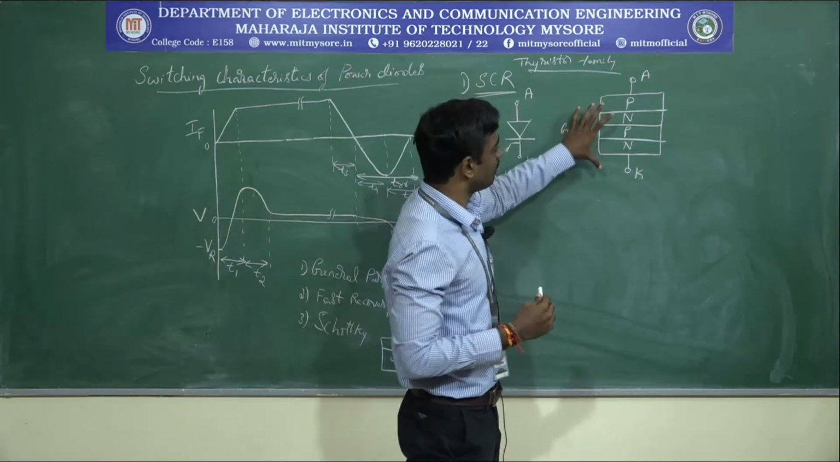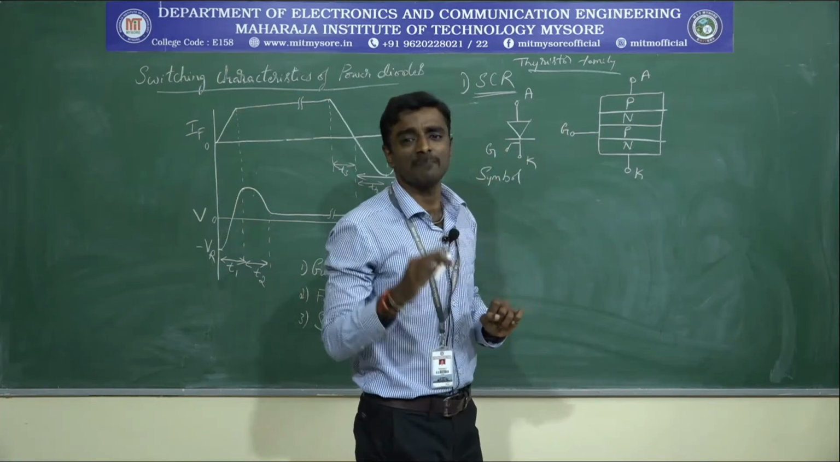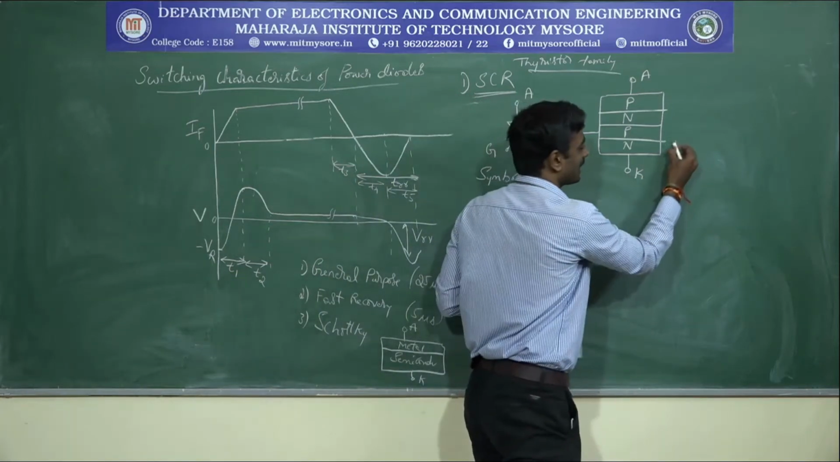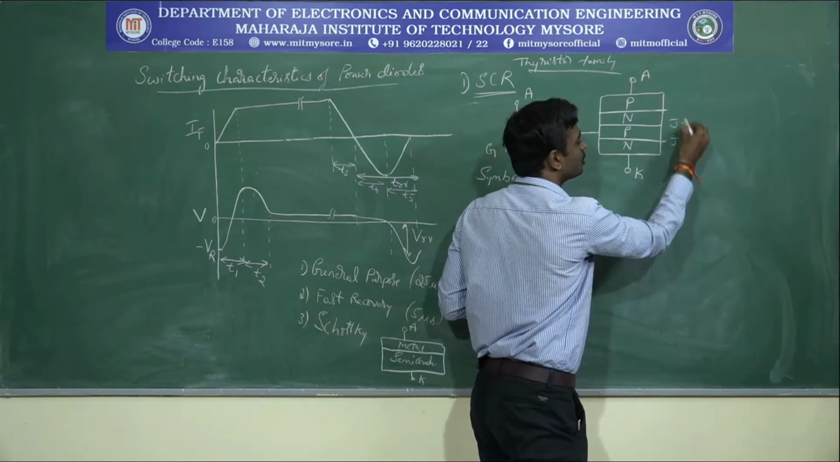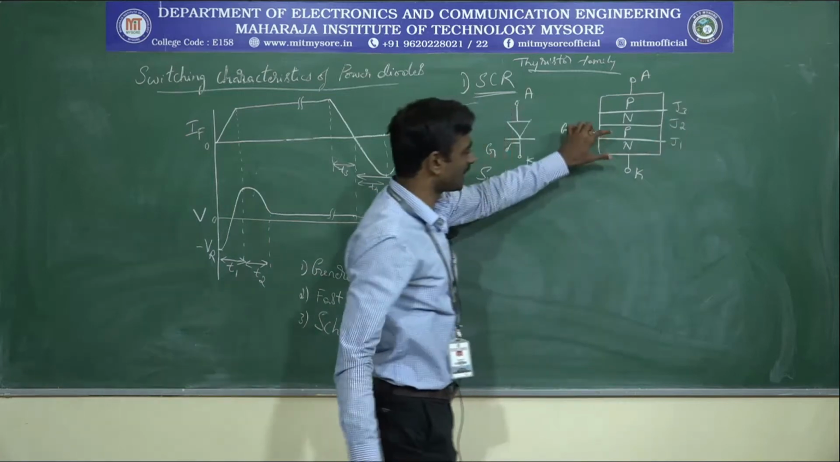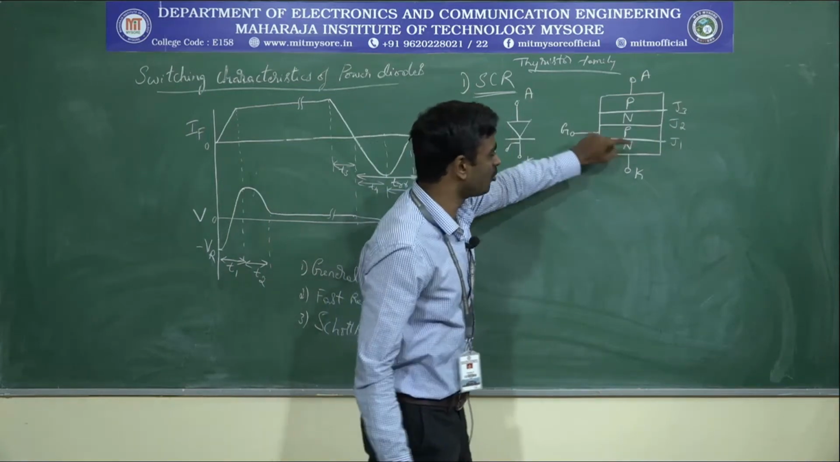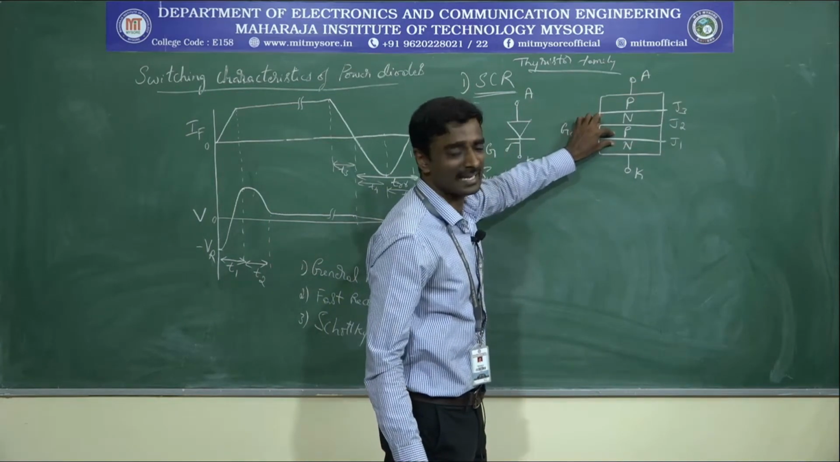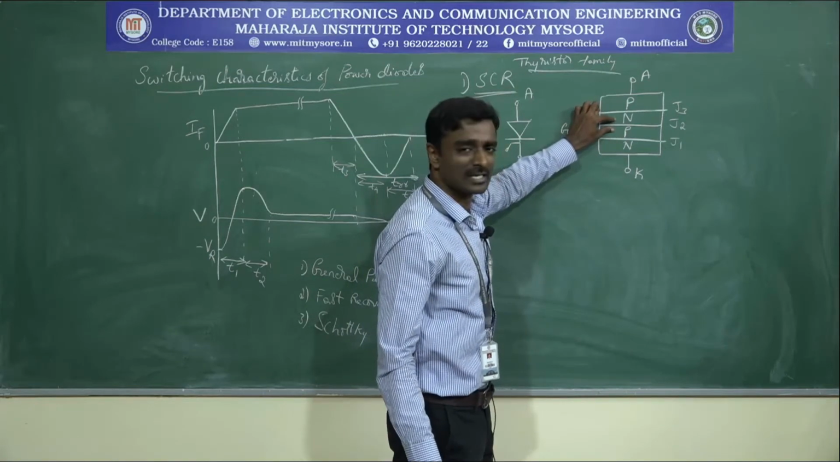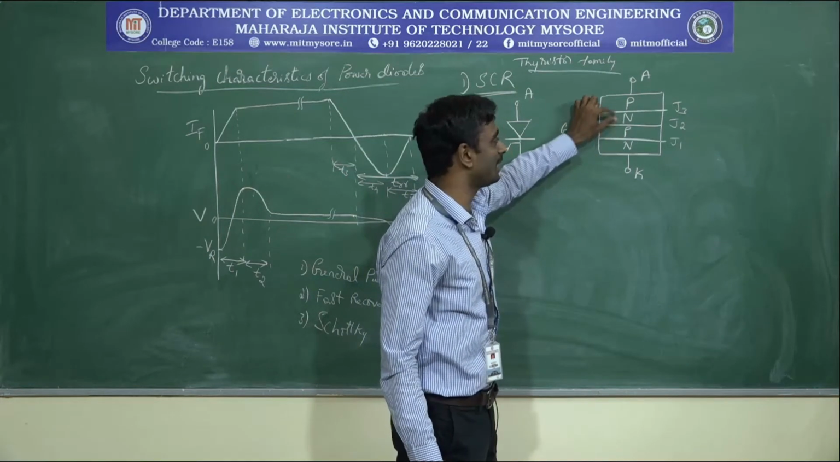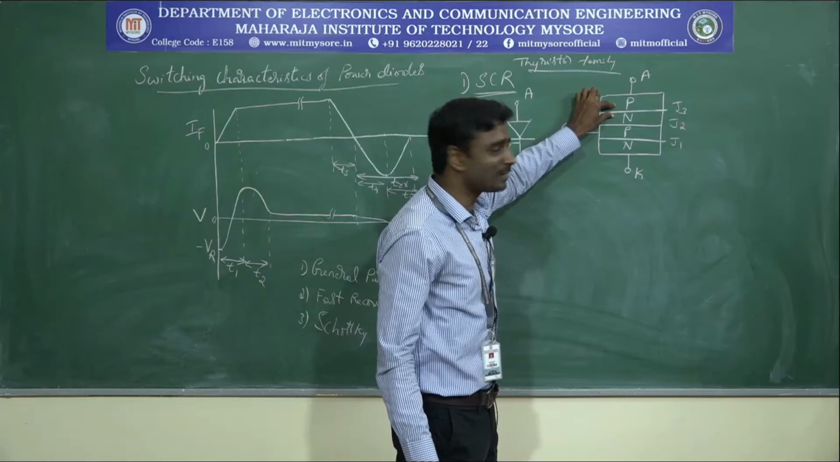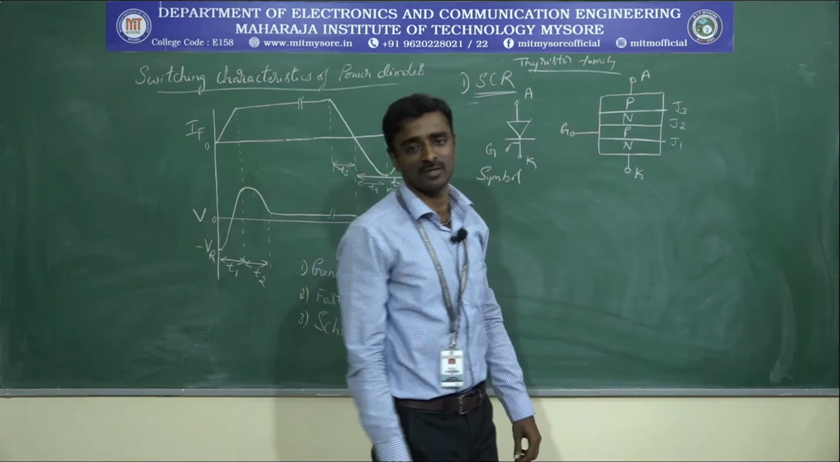With respect to these 4 layers, you will be using 3 junctions. I will be calling them junction 1, junction 2, and junction 3. Junction 1 is connected between the P and N layer, junction 2 is connected between the N and P layer, and junction 3 is connected between the P and N layer.